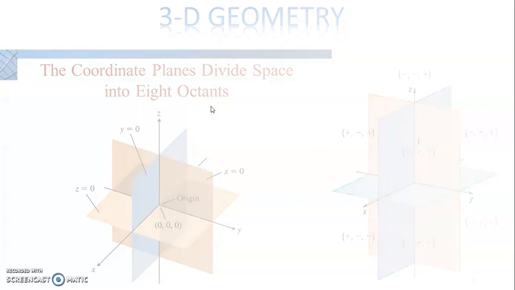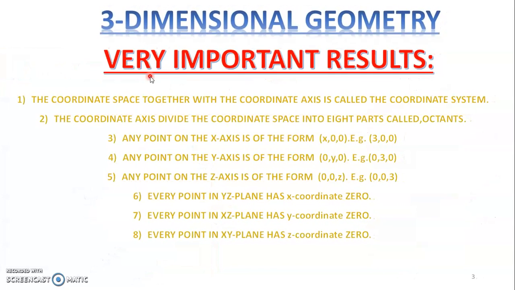All right. Now see carefully, I have written very important results. You have to note these down in your fair registers also, students. This is very important. The coordinate space together with the coordinate axes is called the coordinate system. What were the axes? X-axis, y-axis and z-axis. The coordinate axes divide the coordinate space into 8 parts called octants. I'm repeating again: the coordinate axes divide the coordinate space into 8 parts. What are these 8 parts?